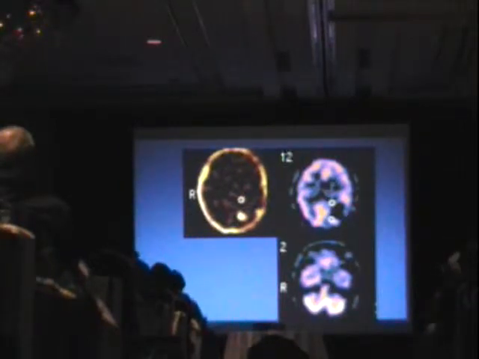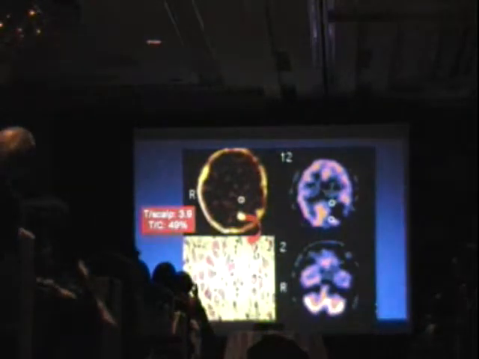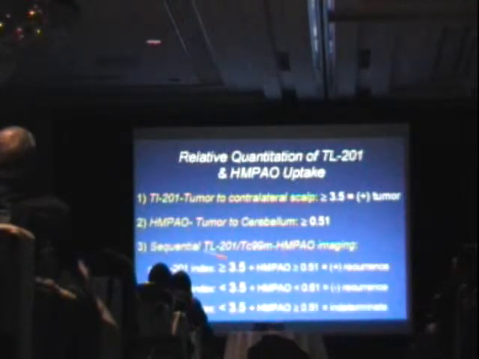What we're doing is we get tumor to extracranial activity, and so the ratio needs to be a little bit higher for that. 3.5 is our cutoff. When we look at perfusion, we evaluate against the perfusion in the cerebellum, which is fairly constant. If it's more than half of the cerebellar perfusion, then it's probably a malignancy. And this is just showing you again, 3.5 is our cutoff, 50% is our cutoff for the perfusion part of the imaging. And he's just giving you the logic of what I just described.